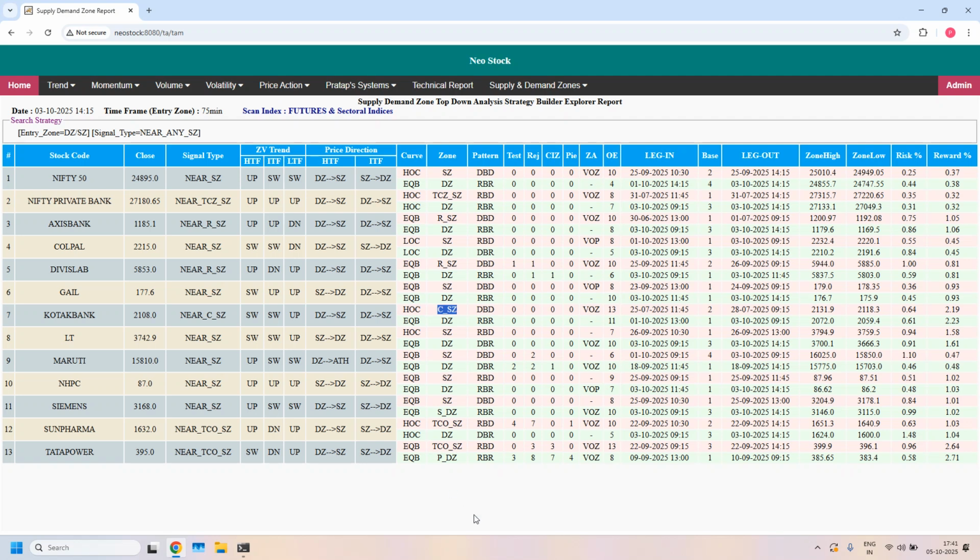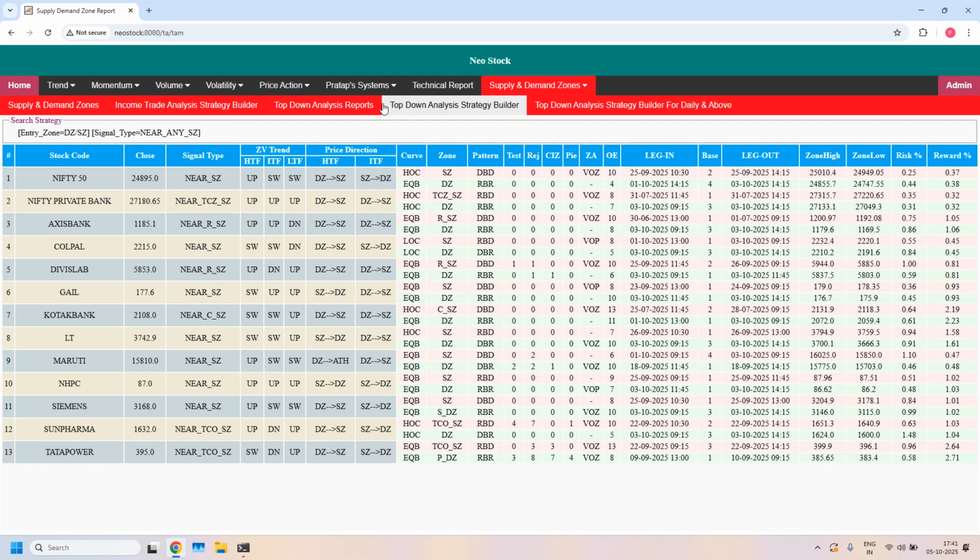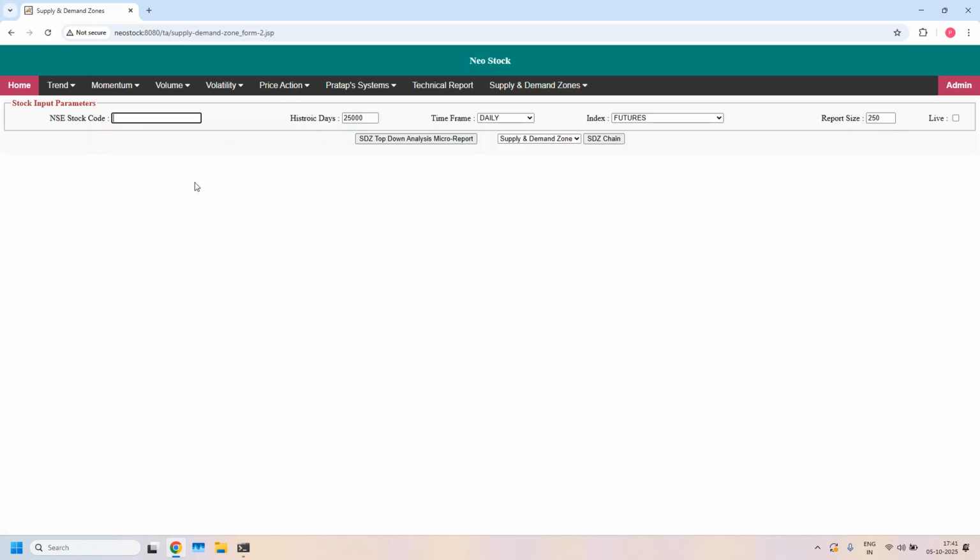That's it. We got 375 minutes high liquidity supply zones from this list. So this is about identification of daily and 75 minutes high liquidity zones for the HLQ zone strategy that you learned in lesson 21.3 video. Okay, next I will generate Nifty and Bank Nifty supply demand zone chain reports.